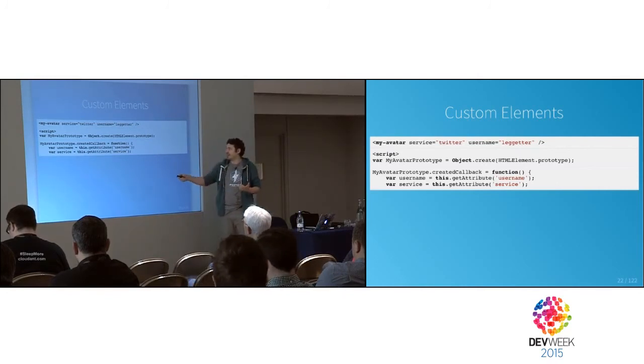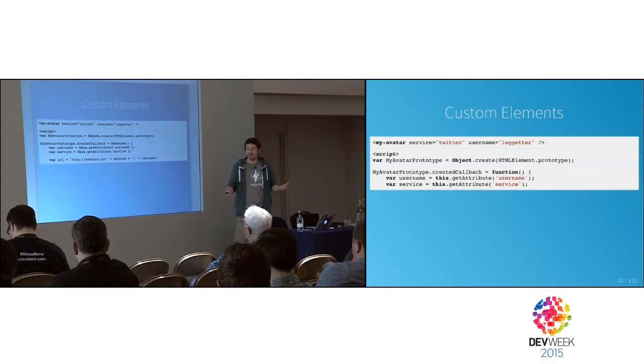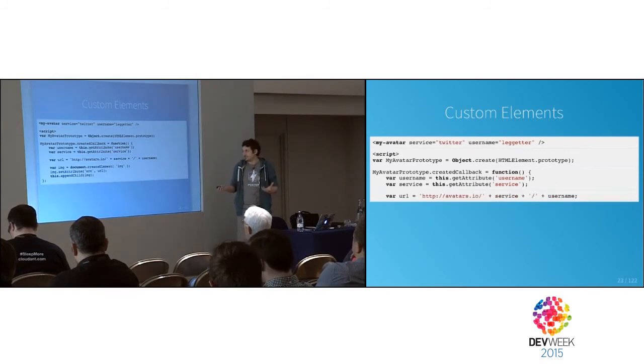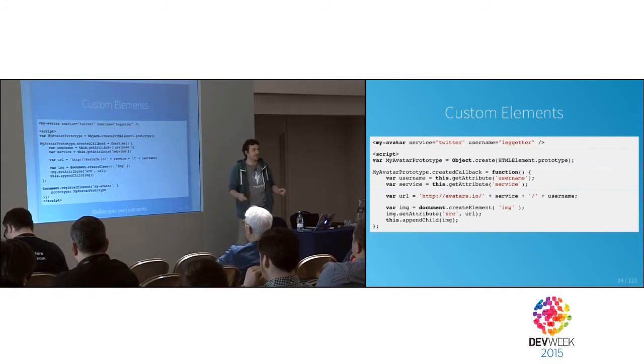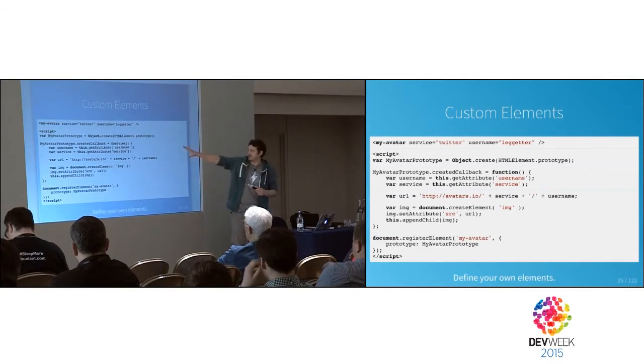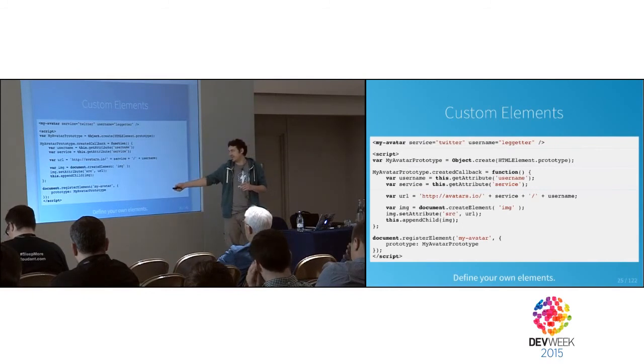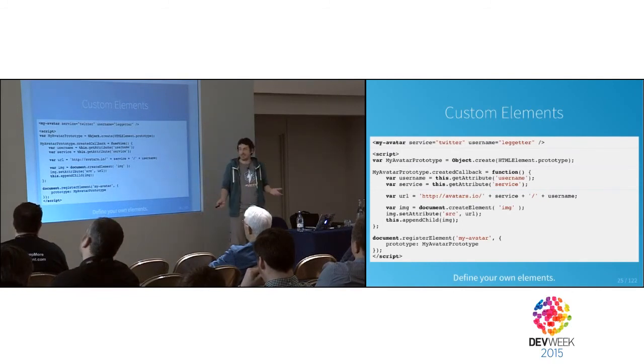Because it's an element, this refers to the actual element that you've created. You can do this.getAttribute, username, service. And then I'm building the URL just within that function, avatars.io, service, and username. I'm creating an image. I'm setting the source attribute to the URL that I've built, and I'm doing this.append, so I'm appending it to the custom element that's created. And then you need to register it with the document to say that any time that somebody creates an element with that tag name, this is registered and the callback will be executed and so on. You need to provide the name of the tag that you want, and also pass in the prototype. So this is letting you define your own elements.